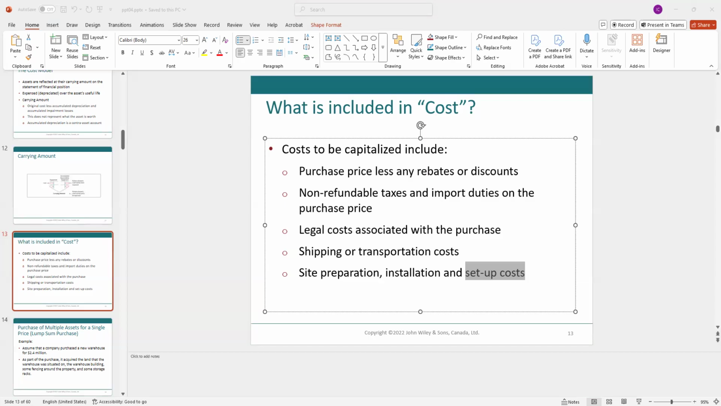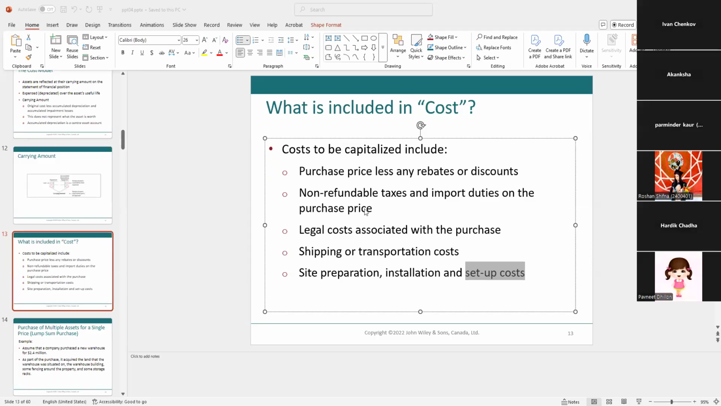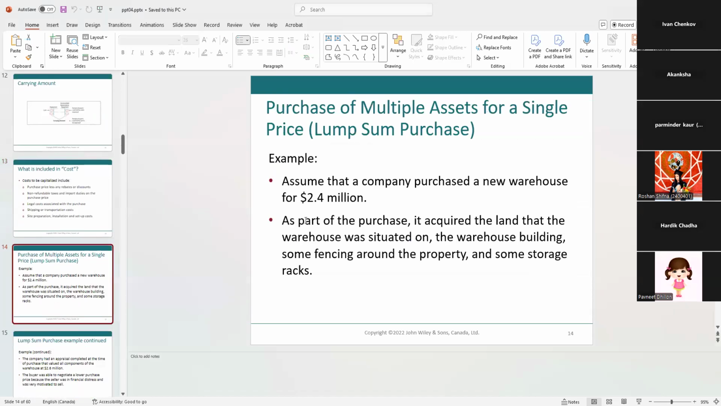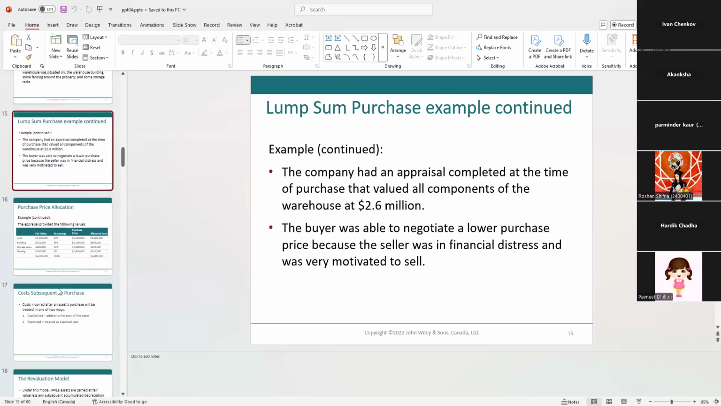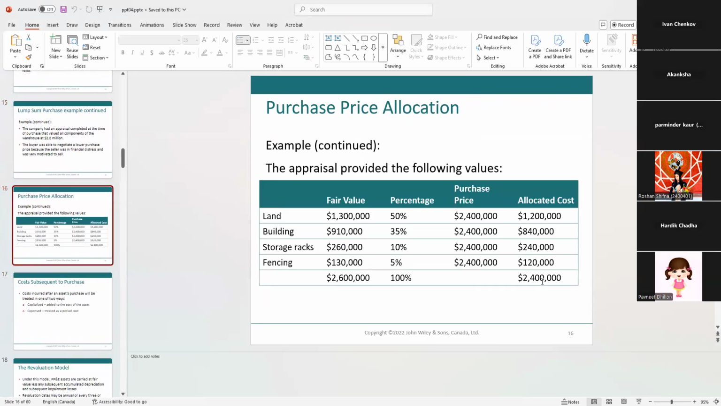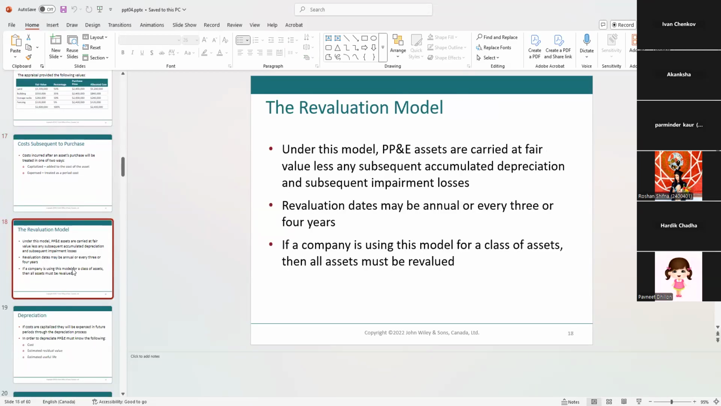So let's keep going with our exercise here with the overview of the PowerPoint. We can purchase multiple assets. When we purchase multiple assets for one price, we're going to use the proportional method to calculate the percentage and apply it to the amount that we paid. We saw that in class.